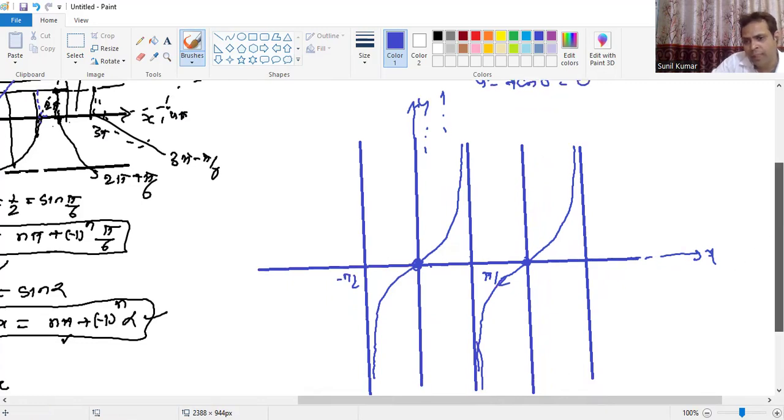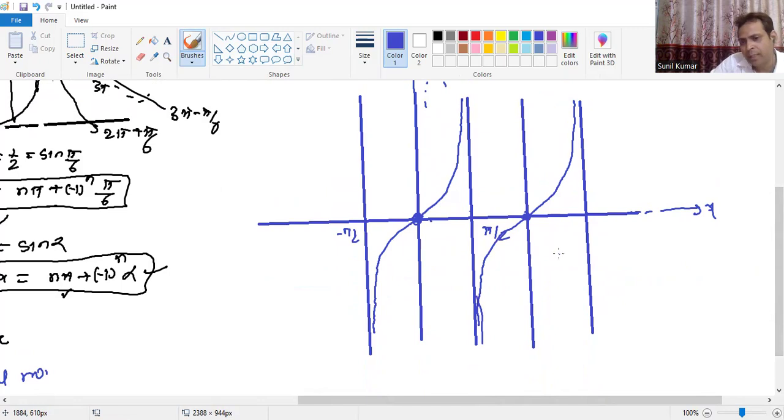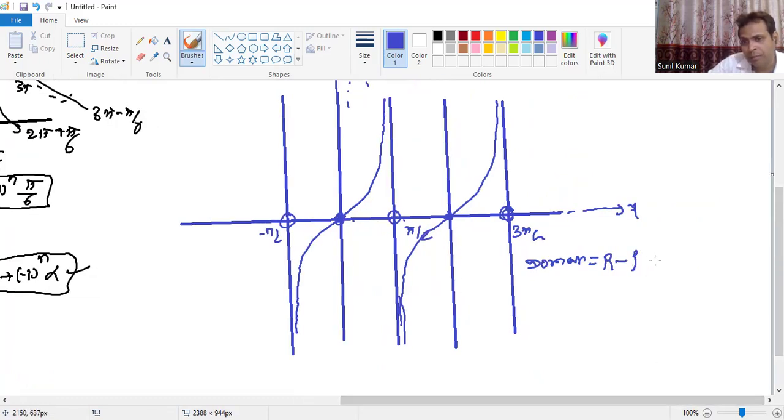So in this case, what can we say the domain is? We can see that at every odd multiple of pi by 2 the graph is not defined, other than that it is defined. In the graph we can see at 3 pi by 2 we are getting infinite, and pi by 2 also infinite. So we write the domain as all real numbers except (2n plus 1) into pi by 2. So the domain is not defined there.